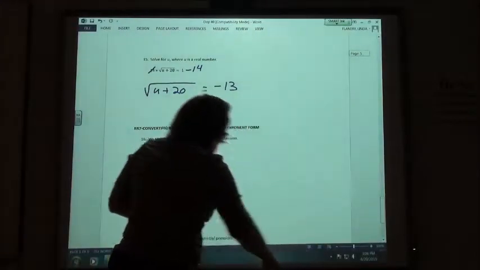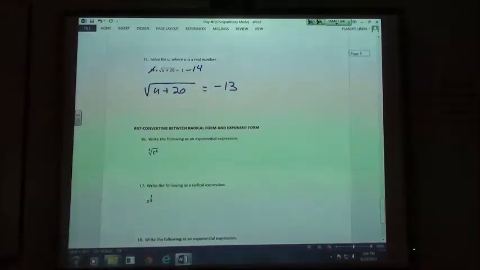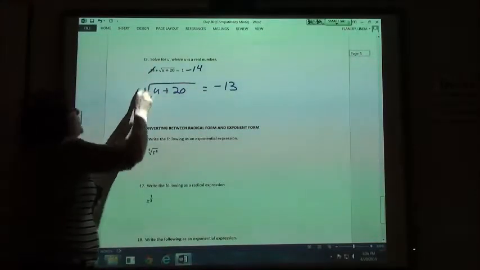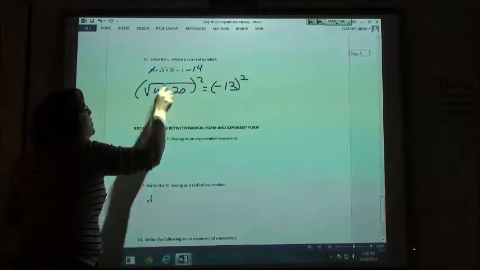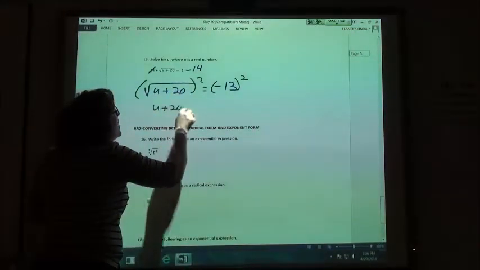Some of you might think there's a problem to begin with right here. Some of you might not recognize the problem. So we're just going to go ahead and solve it. To get rid of my square root, I square both sides. Squaring my square root would give me u plus 20.